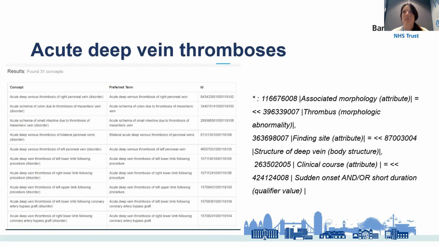And this takes us from around 500 different SNOMED concepts that were being picked up with thrombosis to just 31. And again, here you can see in the concepts that if you just search for acute deep vein thrombosis, some of these would be picked up. But then, for example, acute ischemias due to a thrombosis wouldn't have been picked up by string search. So it's a lot more precise.